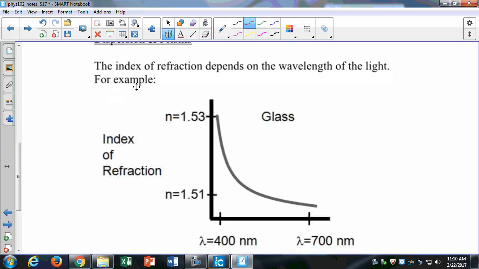Okay, let's look at dispersion. Drink up, y'all. Drink all that water. Okay?